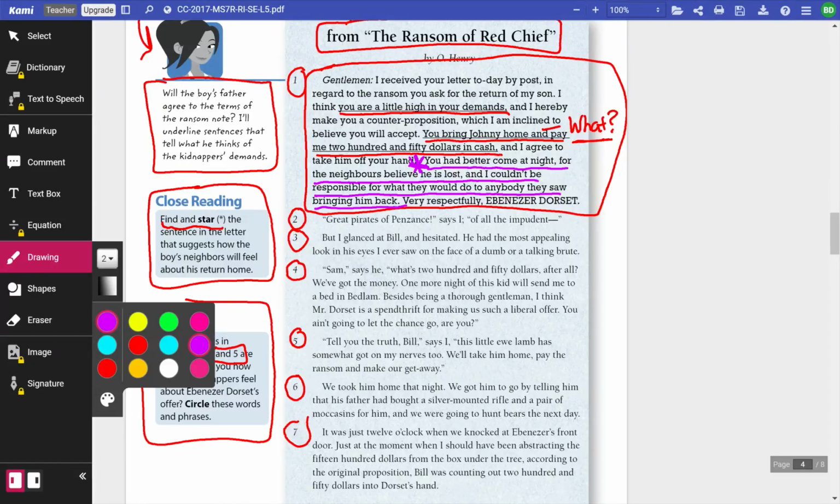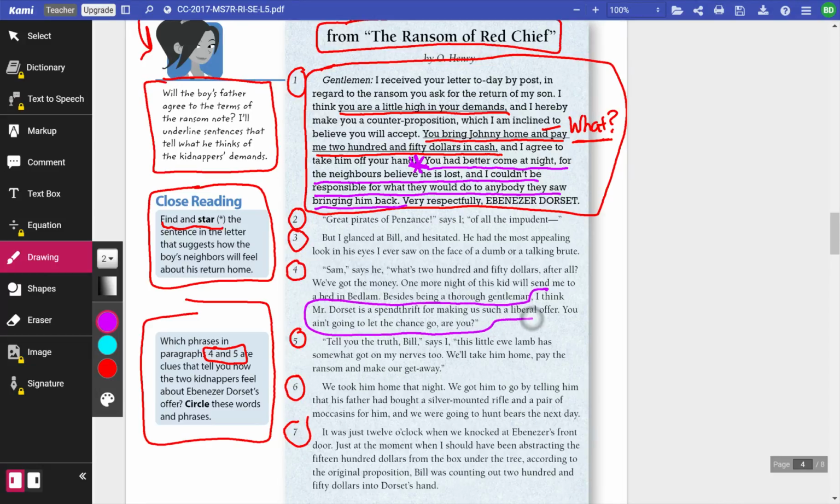So in this paragraph, the sentence that's going to let us know how they feel about Mr. Dorset's counteroffer would be this sentence here, the very last sentence. They think that he is being very cheap and that his offer is super reasonable. And he doesn't want to pass it up. So they think it's a good offer, and he doesn't want to let that offer slip by. So let's look at paragraph 5 next.